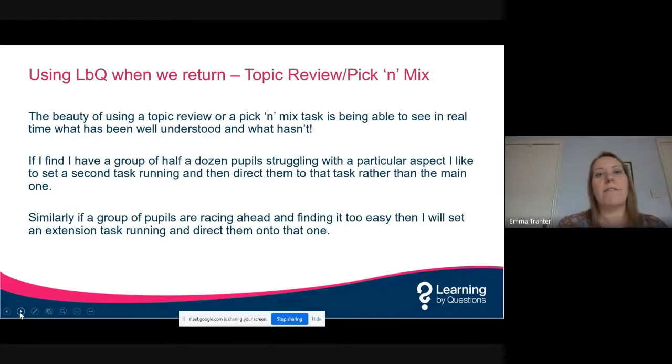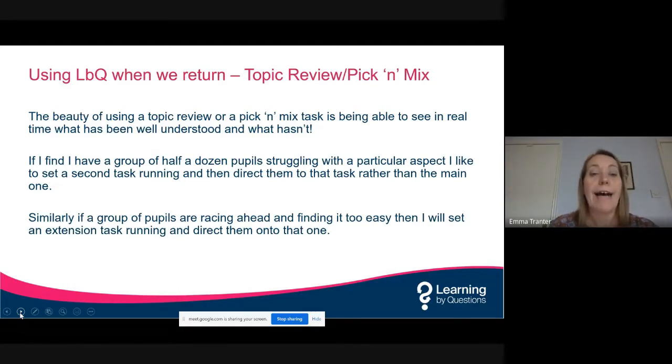So you'll have noticed that there's 2 key themes there, the topic review and what I call a pick and mix. So the beauty to me of a topic review is being able to see in real time what's been understood and what hasn't. So either at the end of a topic of learning or even at the beginning to see what I need to teach, that's ideal.